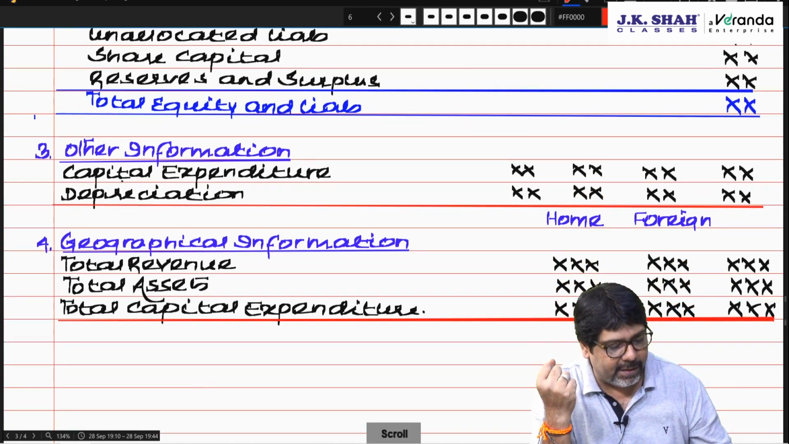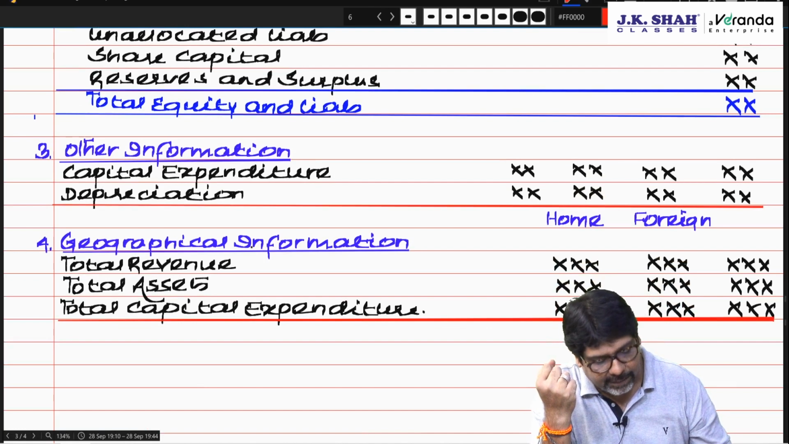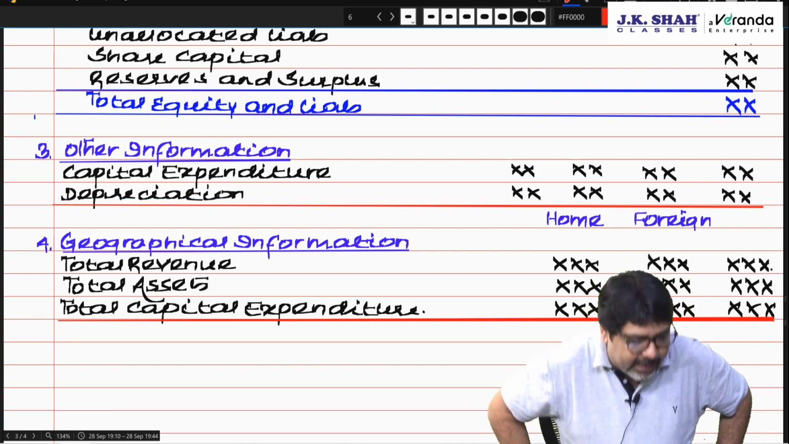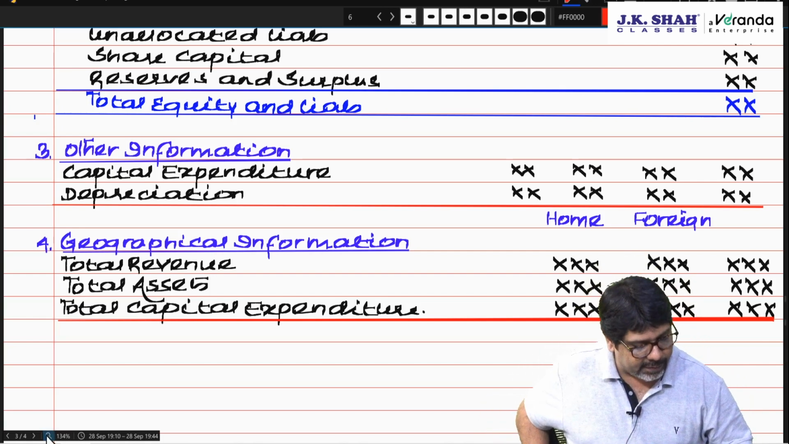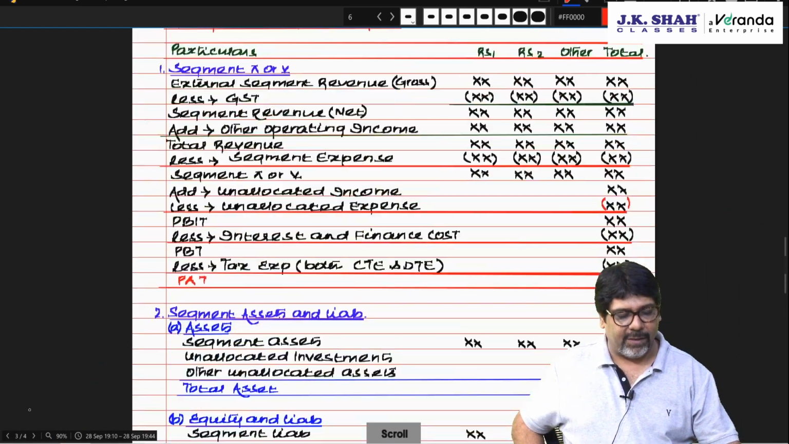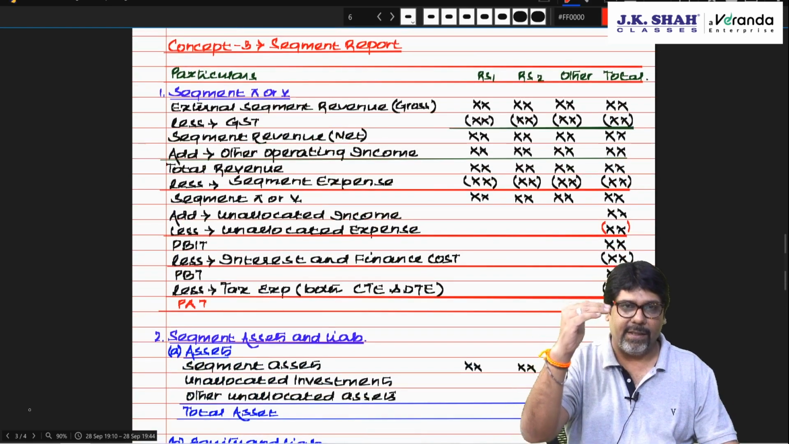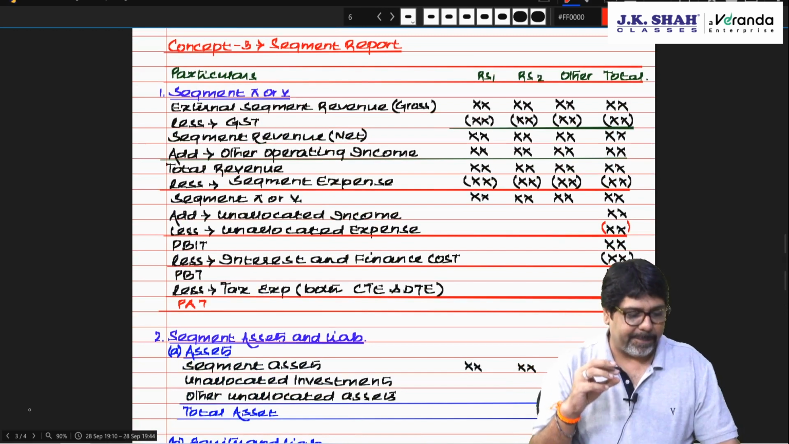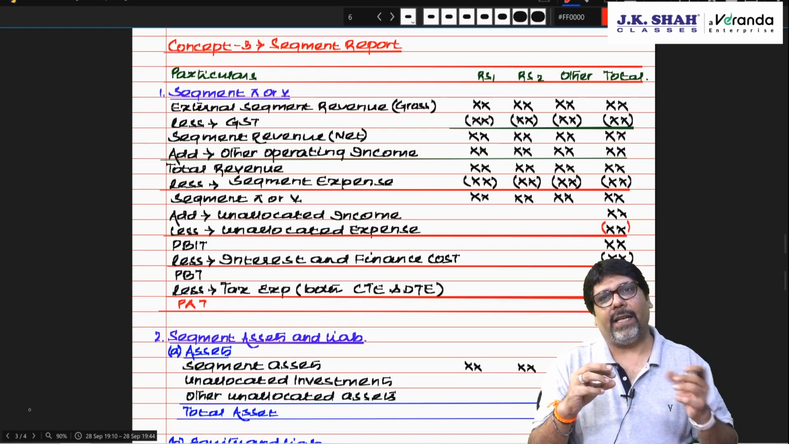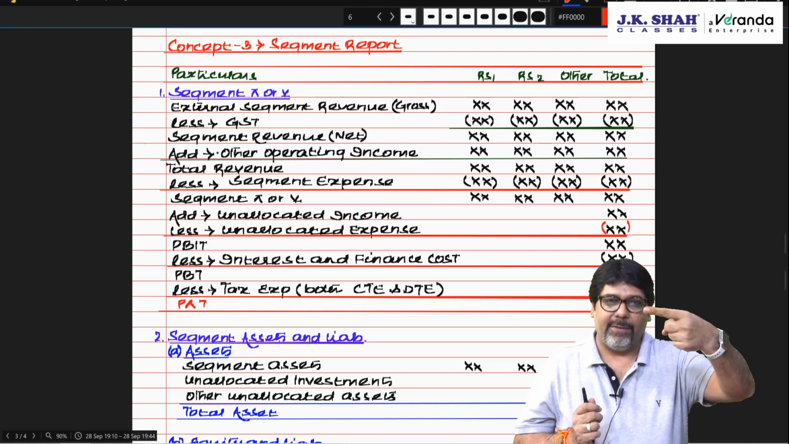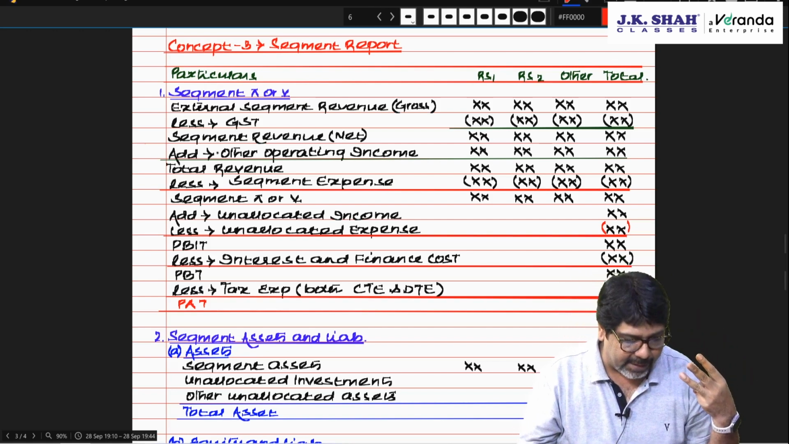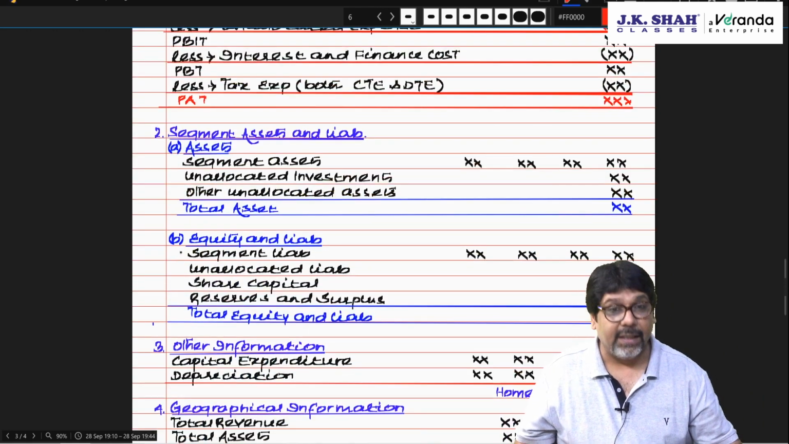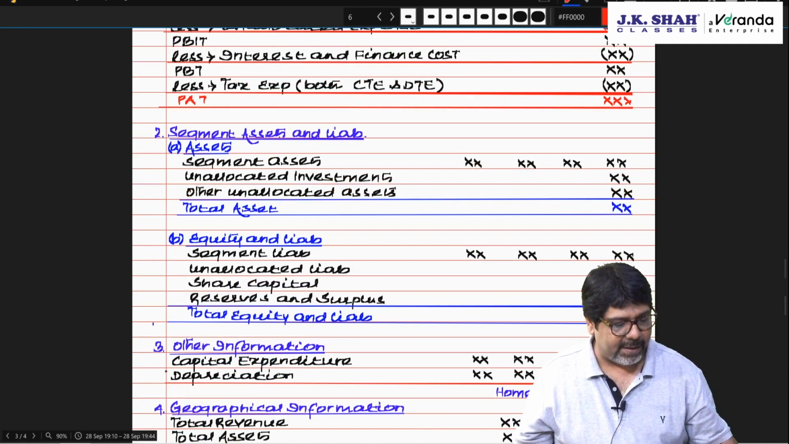Other information: depreciation, capital expenditure, geographical information, home and foreign. Total revenue, total assets and capital expenditure. These are the contents of segment reporting. In segment reporting you will start with segment revenue less GST, other revenue, that will give you total segment revenue, less segment expenses, segment profit, then unallocated expenses. Basically segment revenue, segment expense and segment profits are disclosed. Three things. Apart from that: assets, liability, capital expenditure and depreciation.